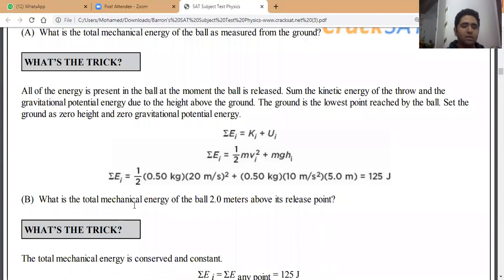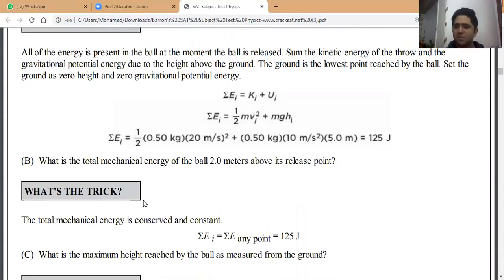What is the total mechanical energy of the ball 2.0 meters above its release point? Well, it's going to be the same. Total mechanical energy is similar everywhere.